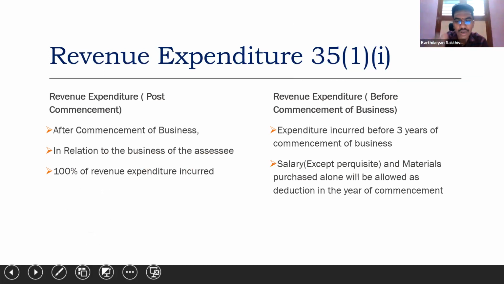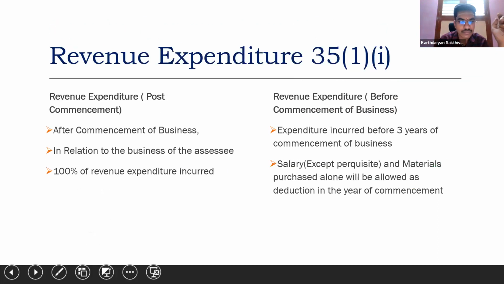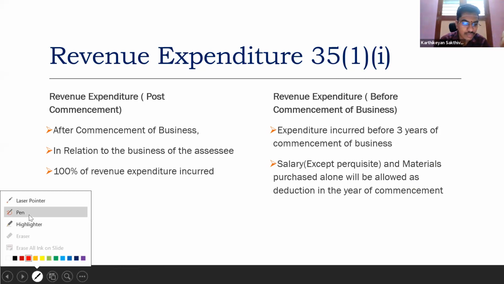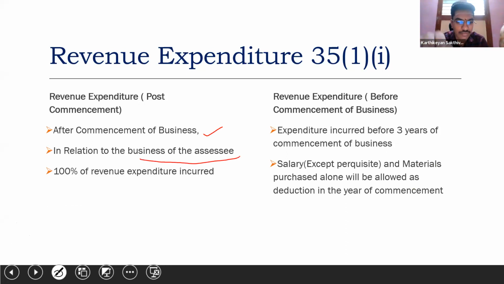Research expenditure is broadly classified into two: capital research expenditure and revenue research expenditure. Revenue research expenditure, whatever is incurred post commencement of business, can be claimed as deduction if it is in relation to the business of the assessee. What is the deduction? 100% of revenue expenditure.